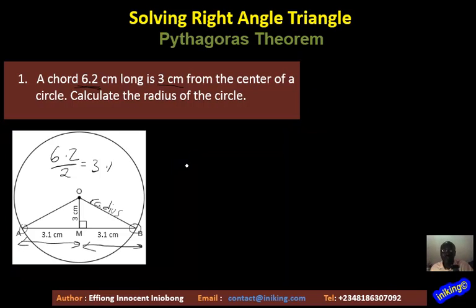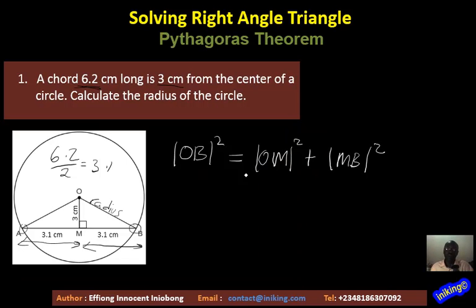Yes, you will agree with me that the hypotenuse is OB. I'm sure some of you would have solved this already. That's impressive. You should be ahead of me. OM, look at the sum of the squares of the other two sides, and then MB, which means our radius OB square, which is not known, is equal to 3 square plus what? 3.1 square. If we have represented this properly, we are sure we are going to get our answer right.